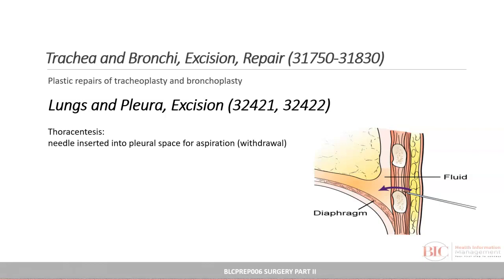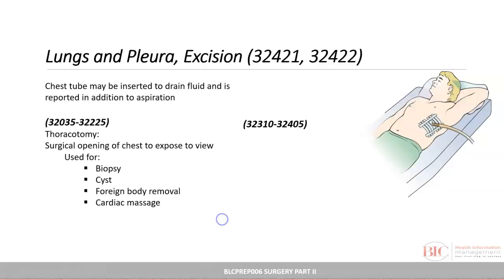We're going to move over to the lungs and pleura, and as you can see, they start all over with what type of procedure. So for an excision, you're going to start off with 32421 or 22. Here you may find your thoracentesis, which is a needle that is inserted into the pleural space for aspiration.